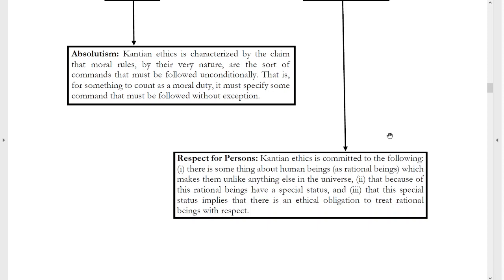And Kant will have a whole account of what it means to show respect, but his basic idea is that if you're a person, it entitles you to a certain status, and you need to be shown respect in accordance with that status. Alright, so we're going to be covering respect for persons next week in the videos I'll do then, but for now I want to focus on moral absolutism.